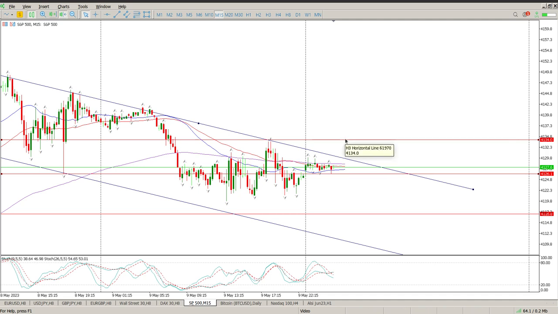Longs only come into play in a break above 41.34. So if you see price get above there, you're looking for a retest of this area, or you're looking for a retest of any structure that it breaks, and that's going to get you long.